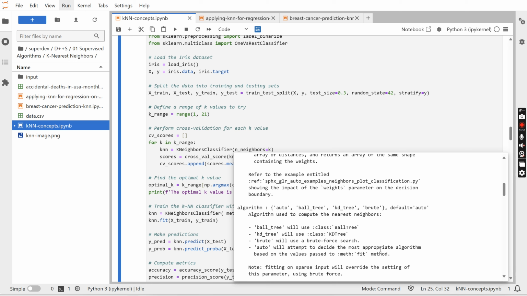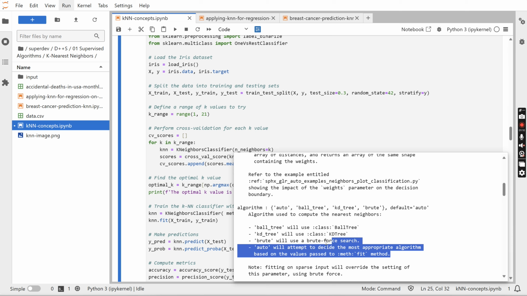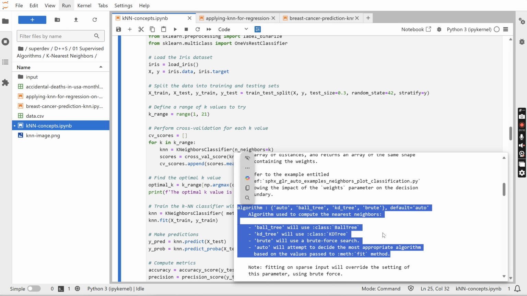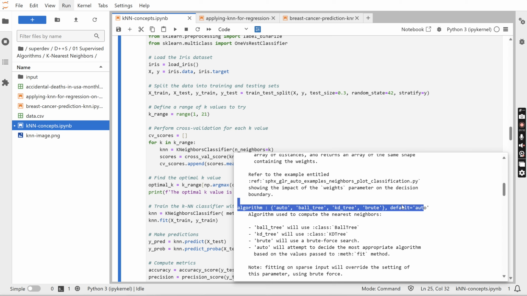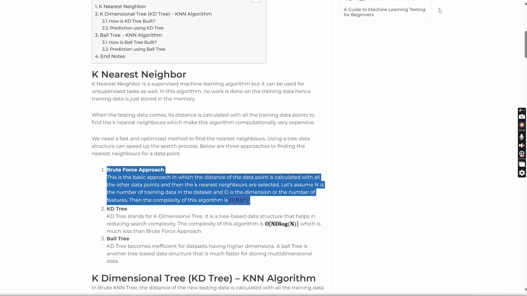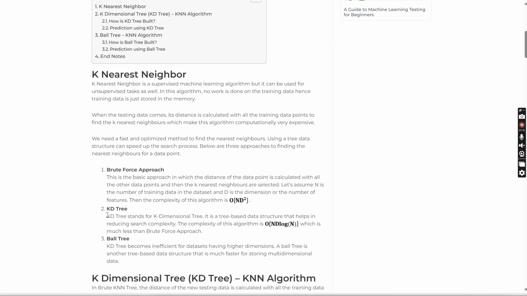So essentially what I'm trying to say is, if you have too many rows of data, don't use auto, don't use brute. Okay, that is what I'm saying. Instead try using KD tree and ball tree. KD means k-dimensional tree. Use this k-dimensional tree, look at its complexity. It's a log complexity. Log complexity is much simpler than squared complexity.